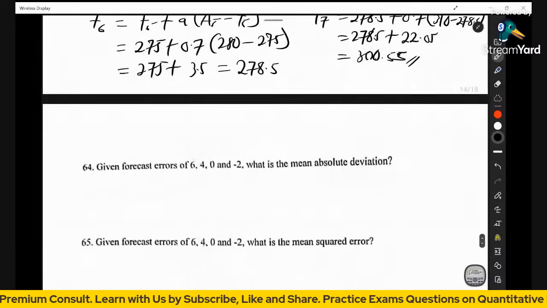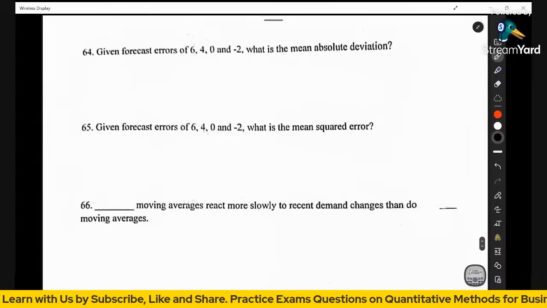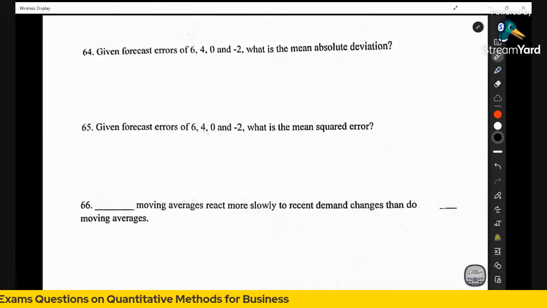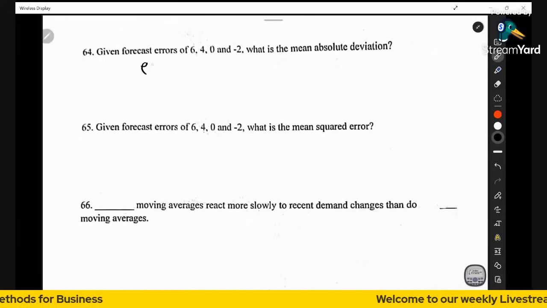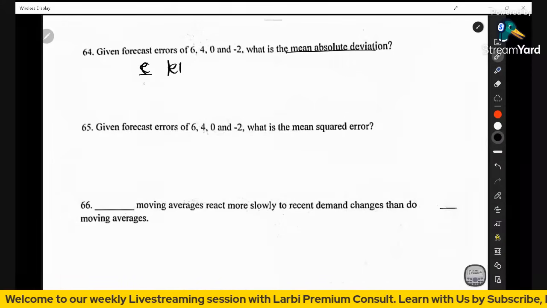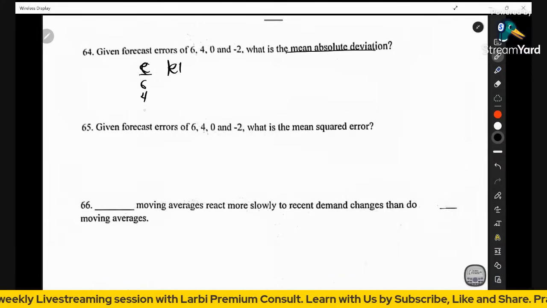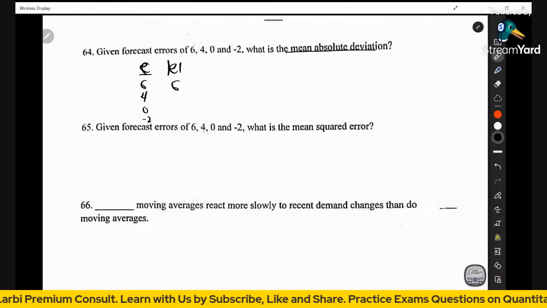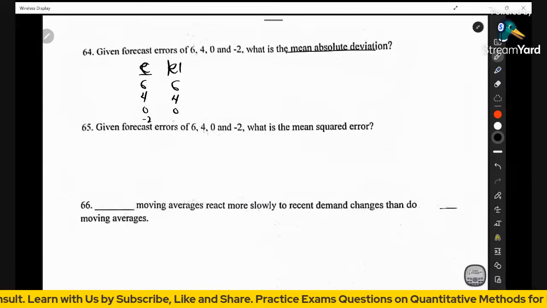Then question 64. Given forecast errors 6, 4, 0, and -2, what is the mean absolute deviation? So you have been given the errors just to find the mean absolute deviation. So what we need to do is find the absolute of the error, since we are dealing with mean absolute deviation. So we have 6, 4, 0, -2. What will be the absolute of 6? It is 6, 4 is 4, 0 is 0, -2 is 2.